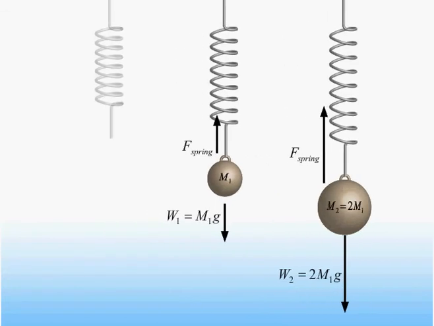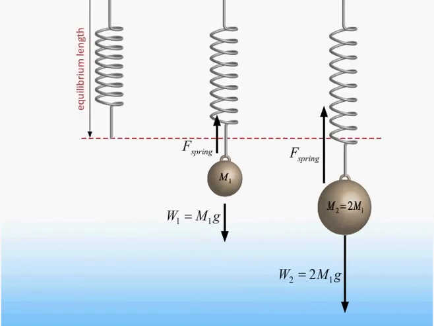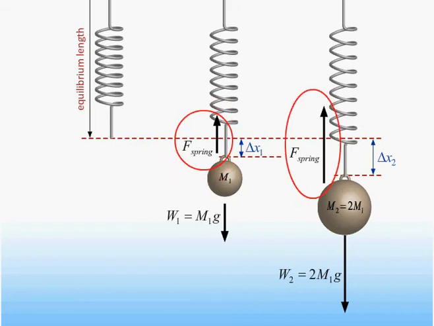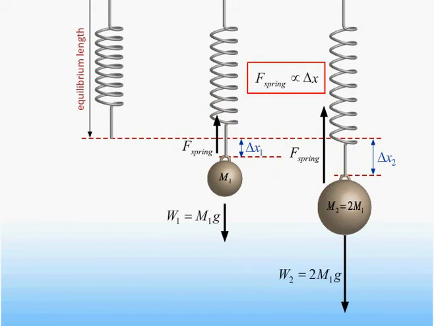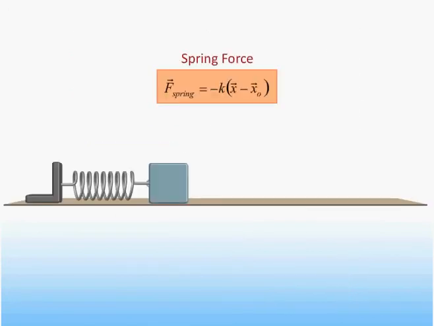The key concept here is that every spring has an equilibrium length, and if it is stretched or compressed by some amount delta x from this length, it will exert a restoring force that opposes this change. The magnitude of this force is proportional to delta x, the extension or compression of the spring from its equilibrium position. Here we see the force law for springs that quantifies this relation.